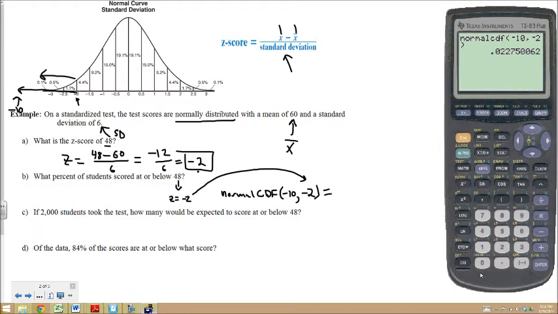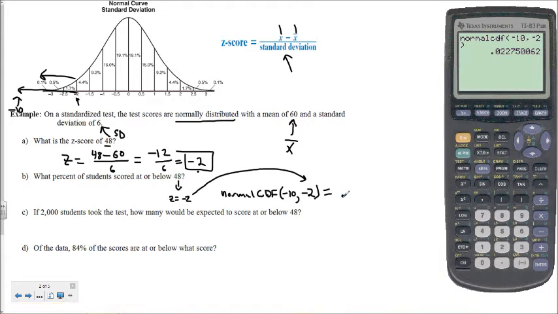And it gives me that the Normalcdf for that value is 0.02275, which is equal to 2.28%.